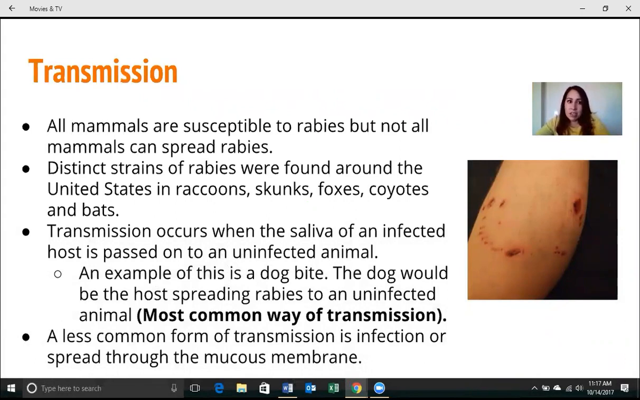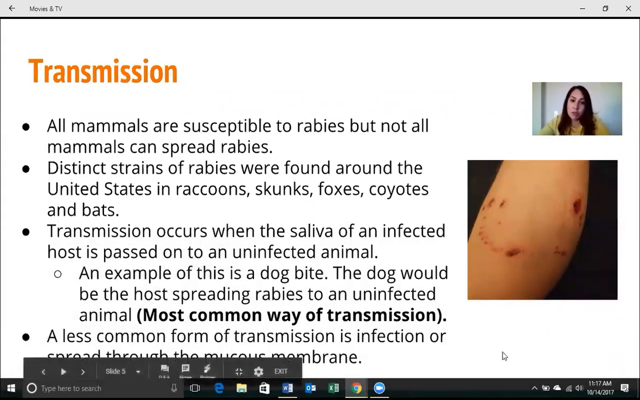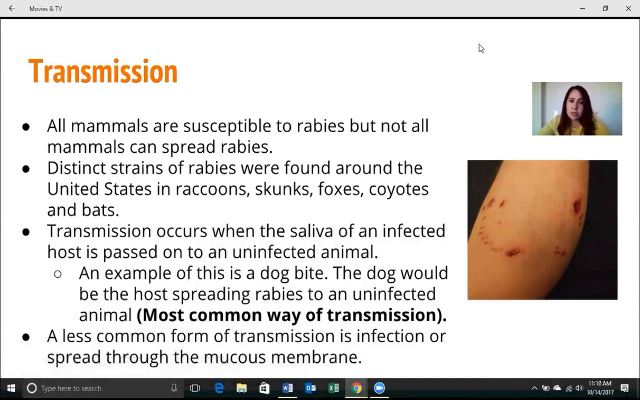We learned that it can go through a bite, but I think more commonly than the bite of a human to a human is getting an organ transplant, and then the rabies gets transferred over to the person who receives the transplant. As we already talked about, there are distinct strains of rabies in raccoons, skunks, foxes, coyotes, and bats. We've already talked about them being reservoirs. And then obviously we are pretty familiar with dogs also being able to carry rabies. So dog bites are very common ways for people to get rabies. It's probably one of the most common ways. And then bites are the most common way of transmission of rabies.